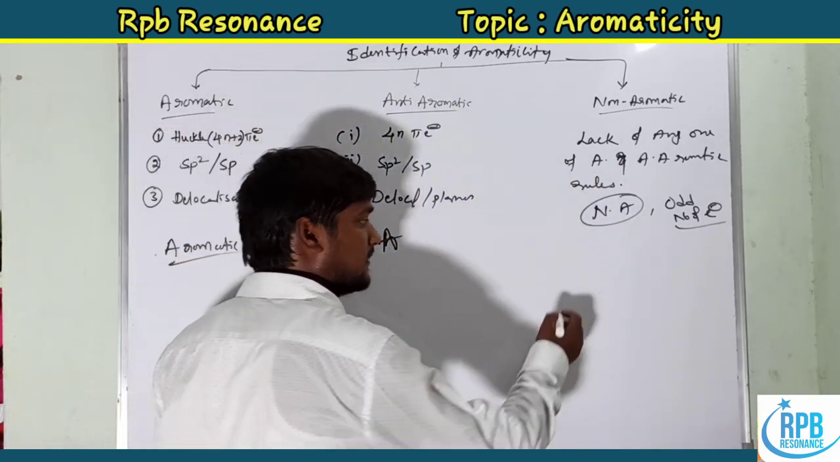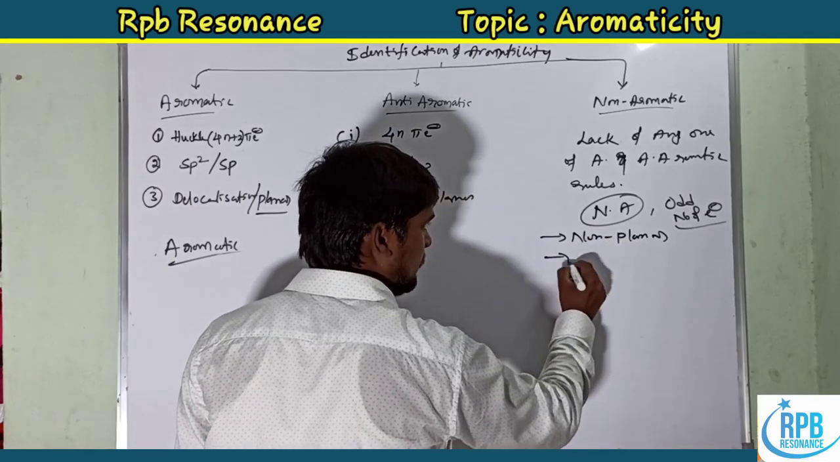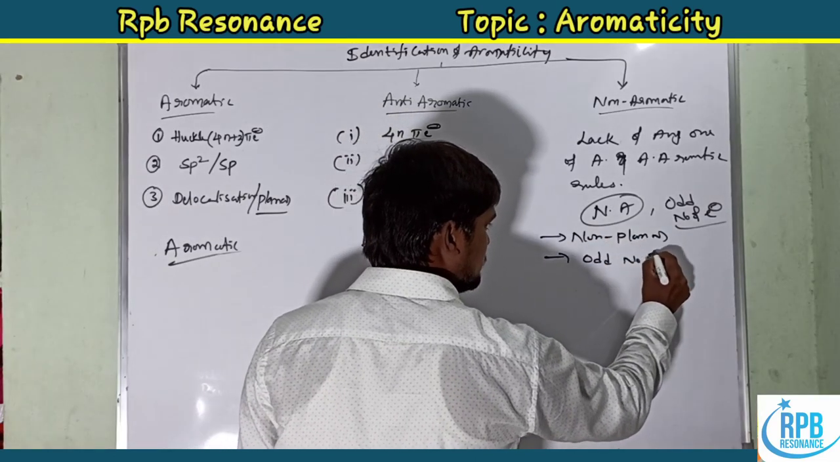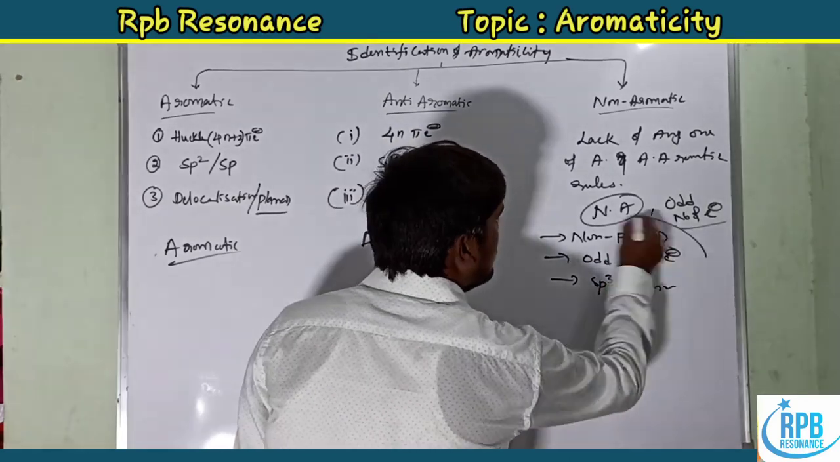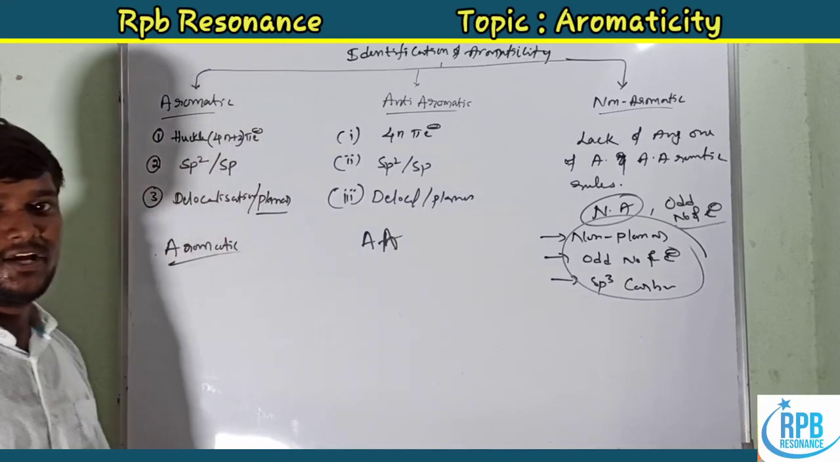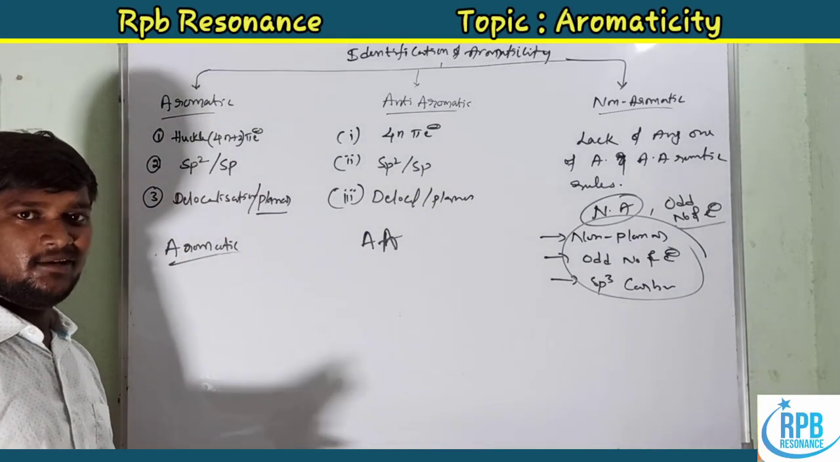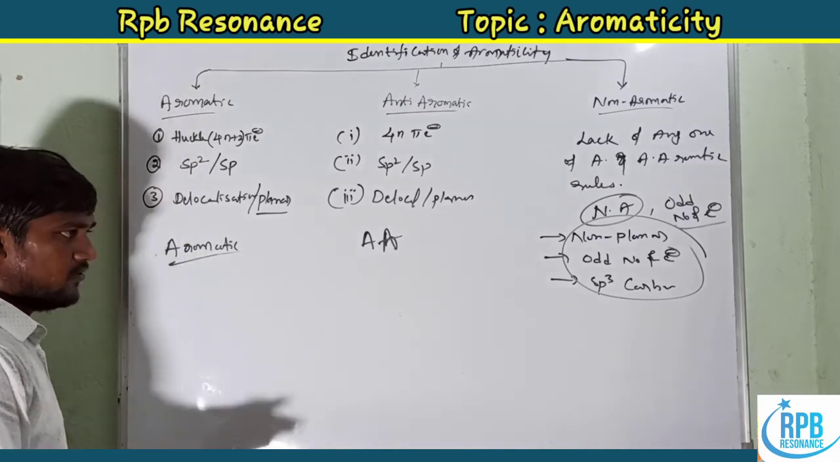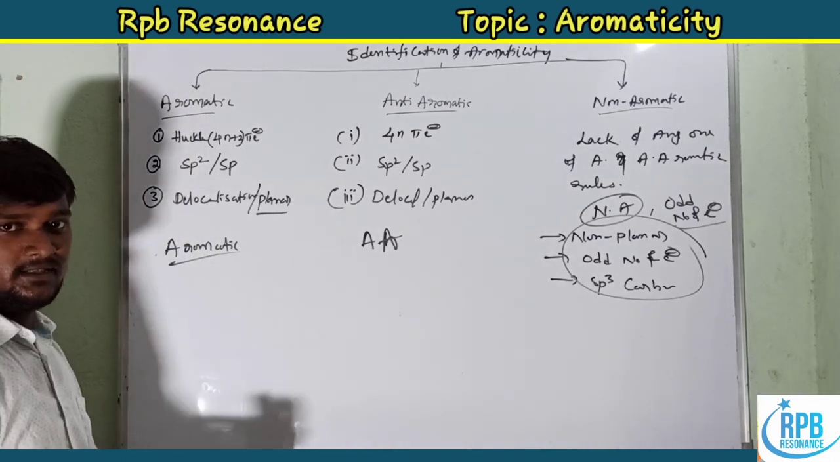So the majority of the cases are non-planar compounds simply. Non-planar compounds, with an odd number of electrons or sp3 carbon atoms, come under non-aromatic in nature. Now, before going to some of the examples and exercise problems, let us discuss the stability of these three types of molecule.